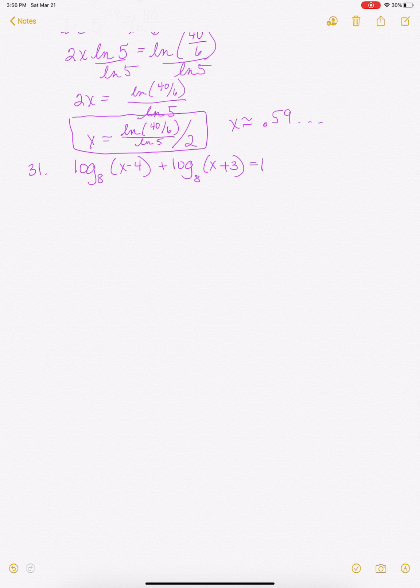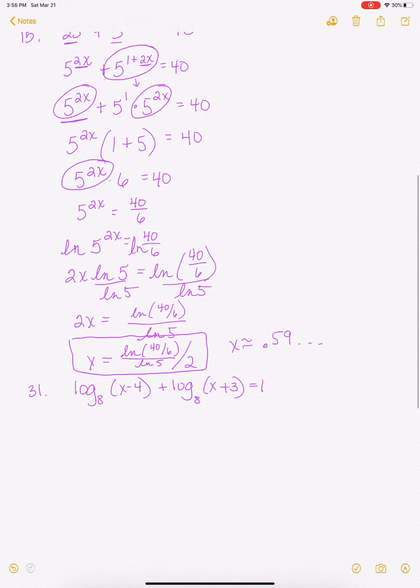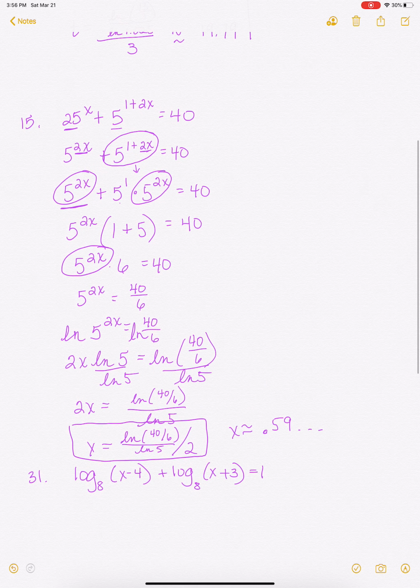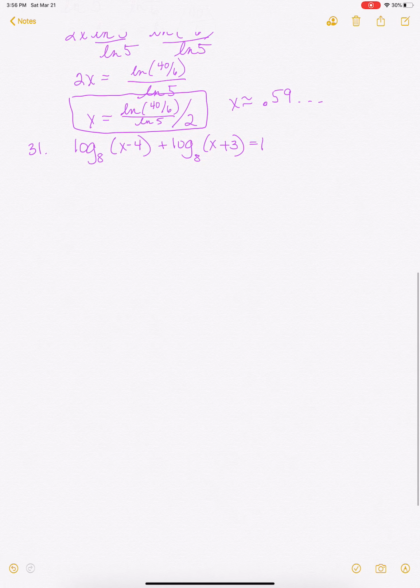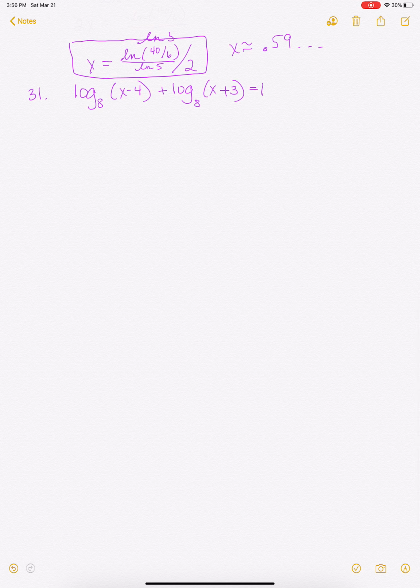All right, so this is a log equation. These two equations that we just did were exponential equations that I had to use logs to solve. Now, this is a log equation, and when you have a log equation, you want to go back to exponential form. Well, in order to go to exponential form, the first thing you need to do is condense your logs. You want at most one log on each side.